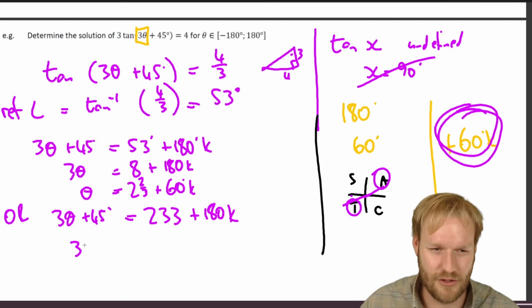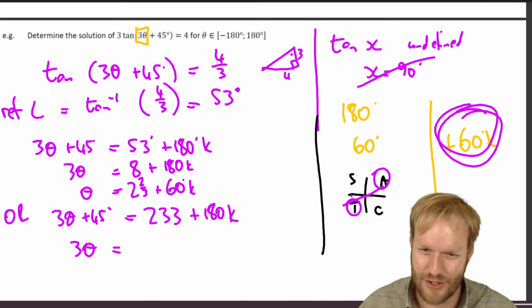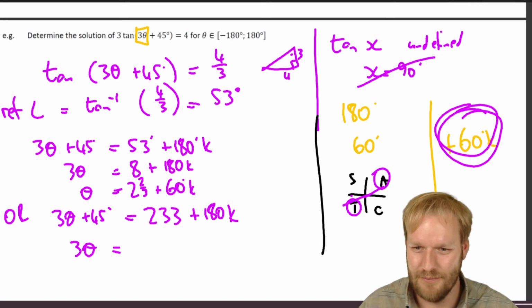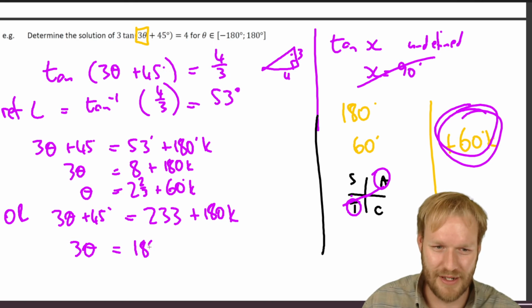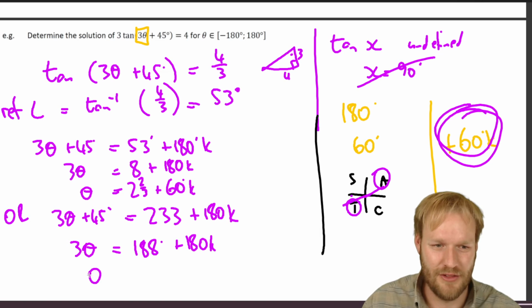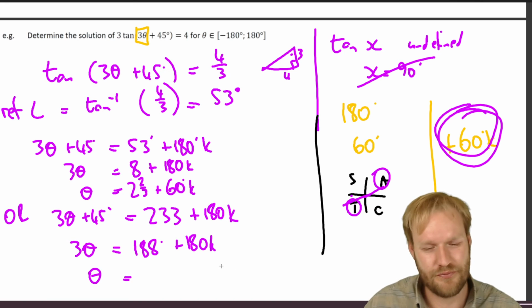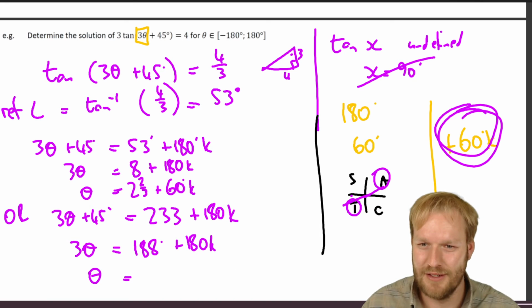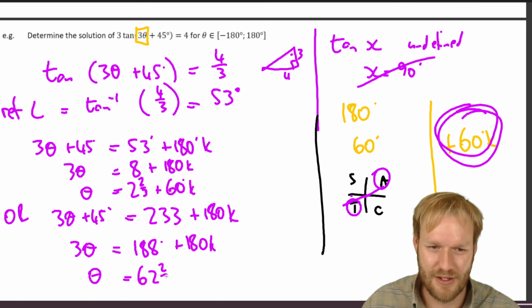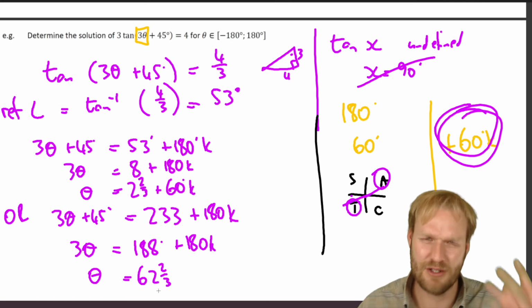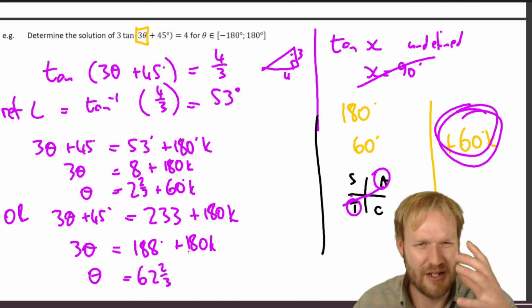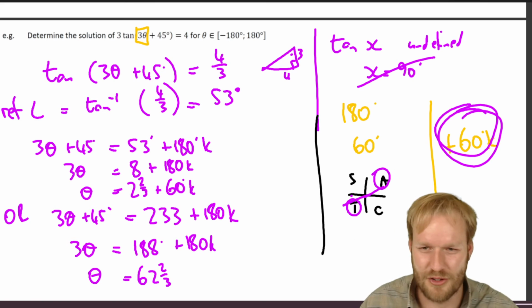Okay, and then for here, 3 theta equals, and again, let's just go for it. 233 minus 45, 188, plus 180k, theta equals 60 whatever, right? Divided by 3, shift that one, 62 and 2/3. And I like it like that because we still got it in a nice fraction format, but at least we got a sense of 62 and 2/3.